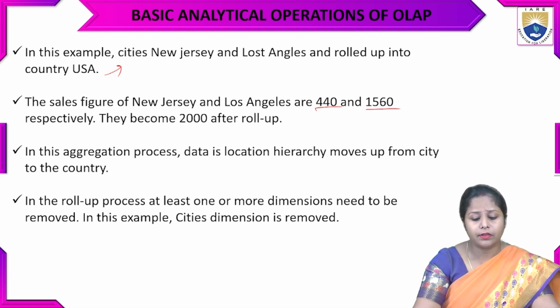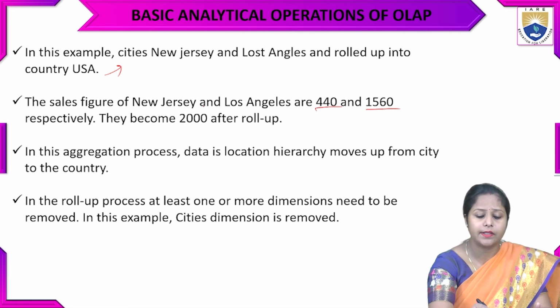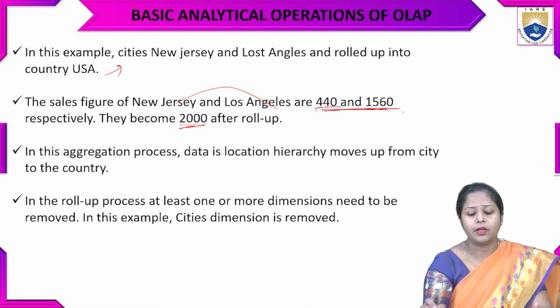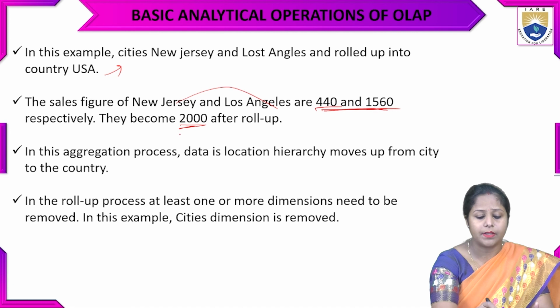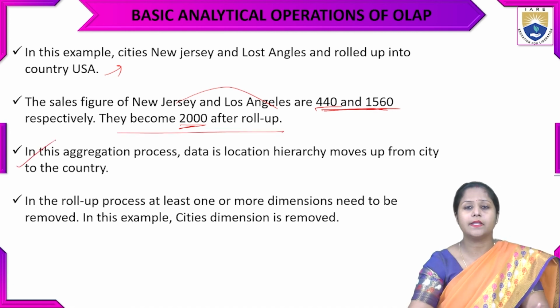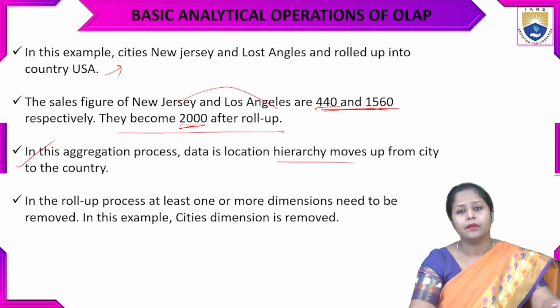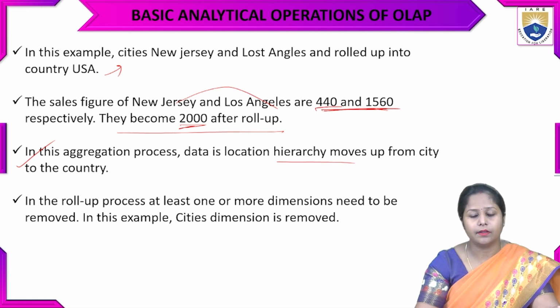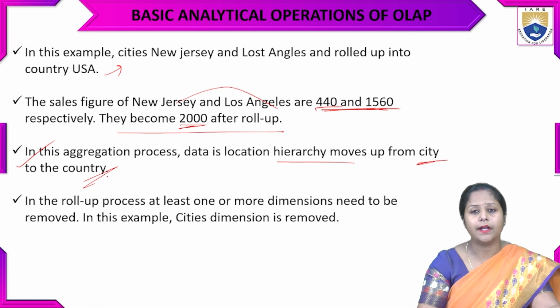If we want the combined sales figure of New Jersey and Los Angeles, that will be 2000 after rolling up the New Jersey and Los Angeles dimensions. In this aggregation process, the location hierarchy moves up from the city to the country. It starts from the city and ends at the country. Like that, the roll-up operation goes on.